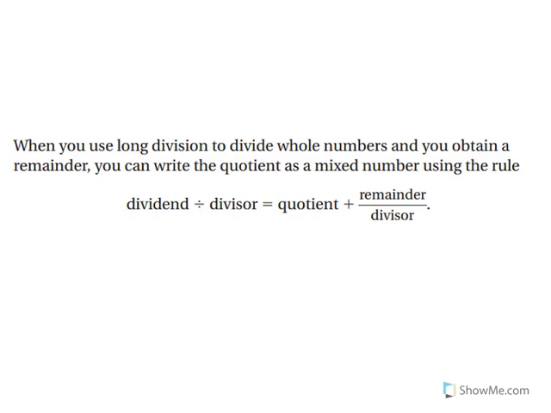Okay, so when you use long division to divide whole numbers and you obtain a remainder, you can write the quotient as a mixed number using the rule: take the dividend divided by the divisor, and you get a quotient, that's the answer, plus the remainder, whatever number is left over, over the divisor, what you're dividing by, okay?